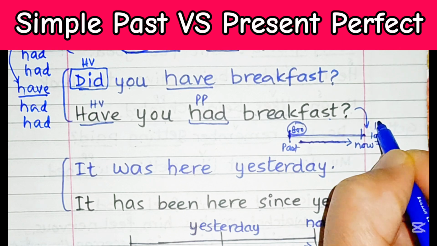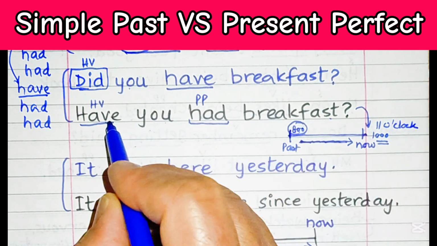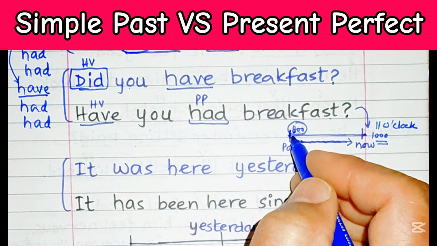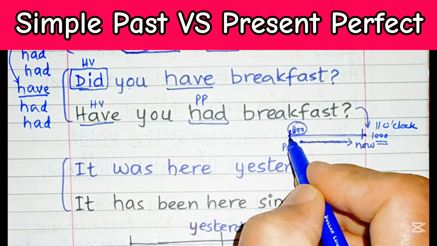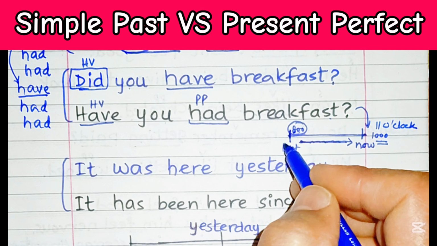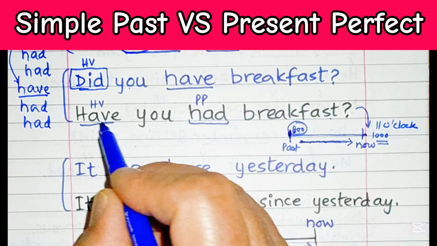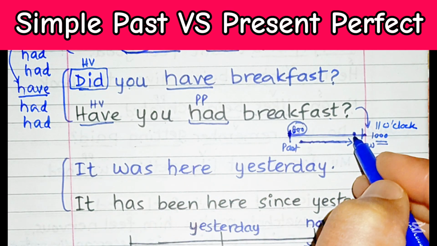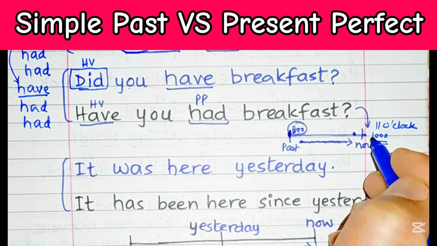And right now it may be 11 o'clock, it may be 10 o'clock, and you are asking about have you had breakfast, something that happened in the past. Or you are asking something in the afternoon about this activity that happened in the morning. Did you have breakfast? So this was for the past, but have you had breakfast means near past. Something has happened just before this particular conversation.